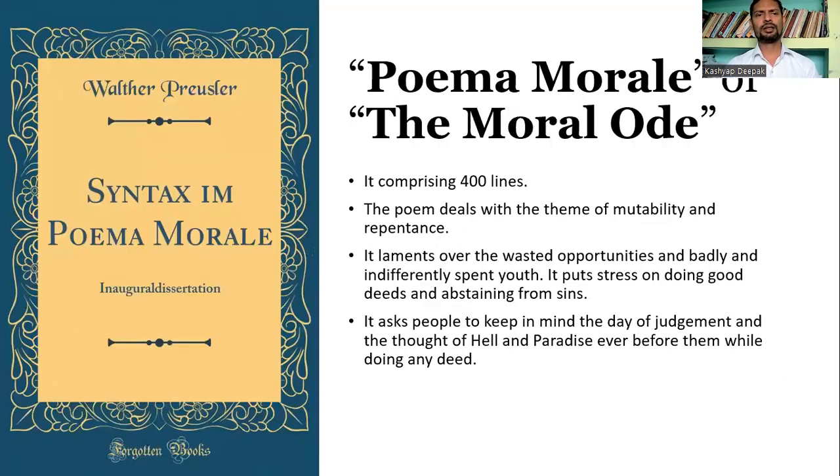And the next in the list is the Poema Morale. It is also called the Moral Ode. It comprises 400 lines, so compared to others it is a smaller poem. It deals with the theme of mutability and repentance. It laments over the wasted opportunity and badly and indifferently spent youth. It puts stress on doing good deeds and abstaining from sins.